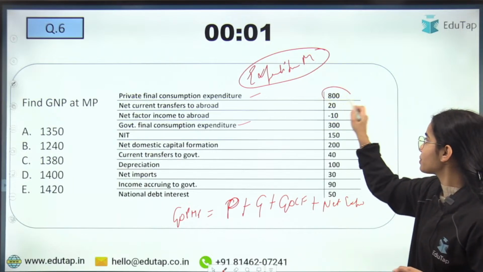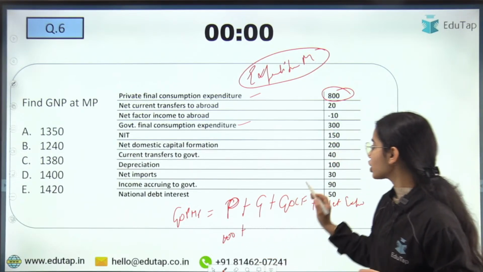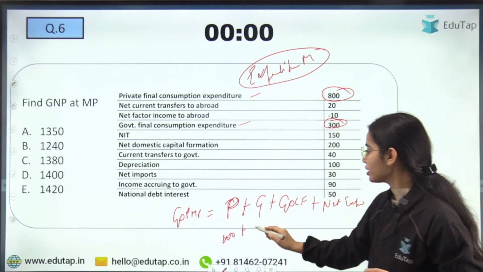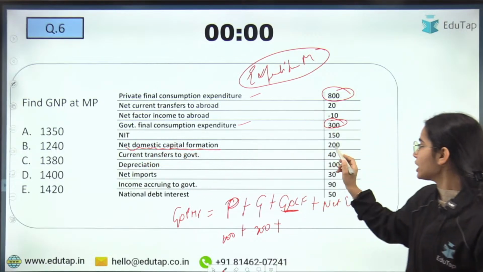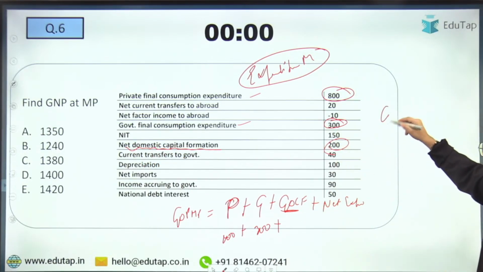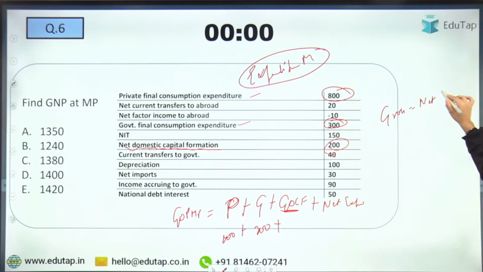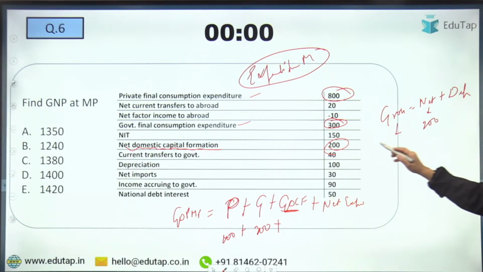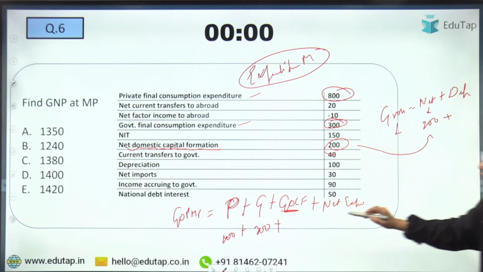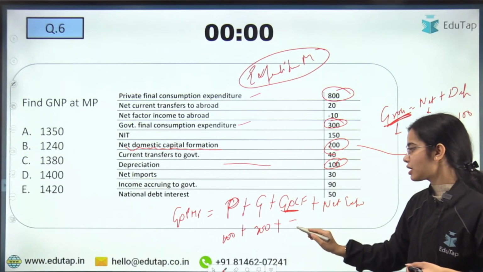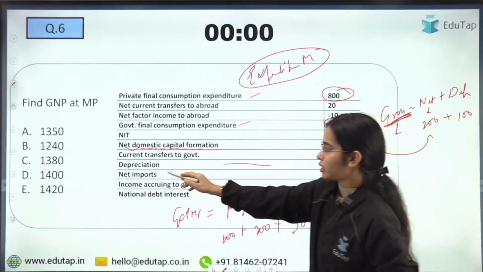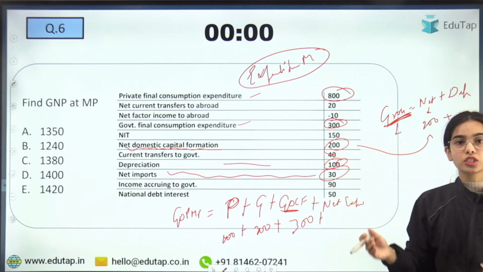So private final consumption expenditure is 800 plus the government final consumption expenditure is 300. Now gross domestic capital formation. So here net domestic capital formation is given at 200. So gross is equal to net plus depreciation, right? The net domestic capital formation is 200 plus the depreciation is 100. So if we add 100, gross domestic capital formation is 300. Now net import is given at 30. So net exports will be negative 30.